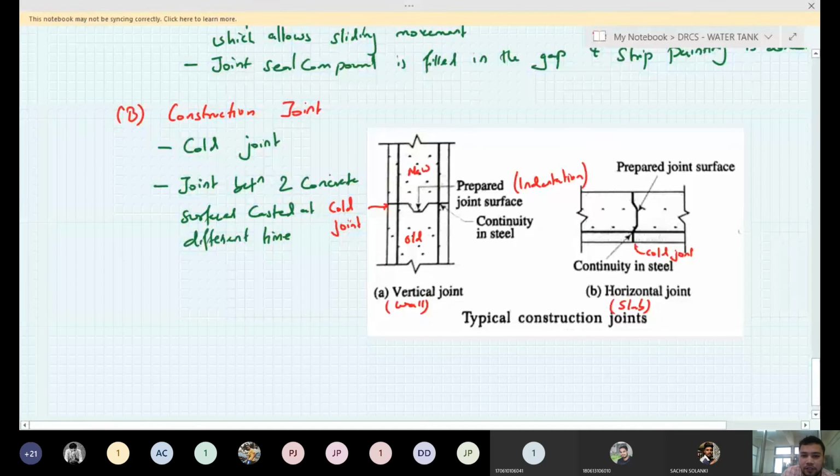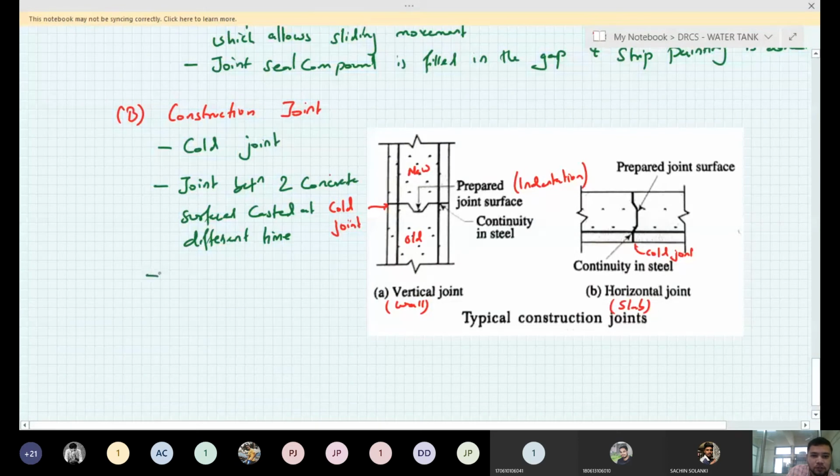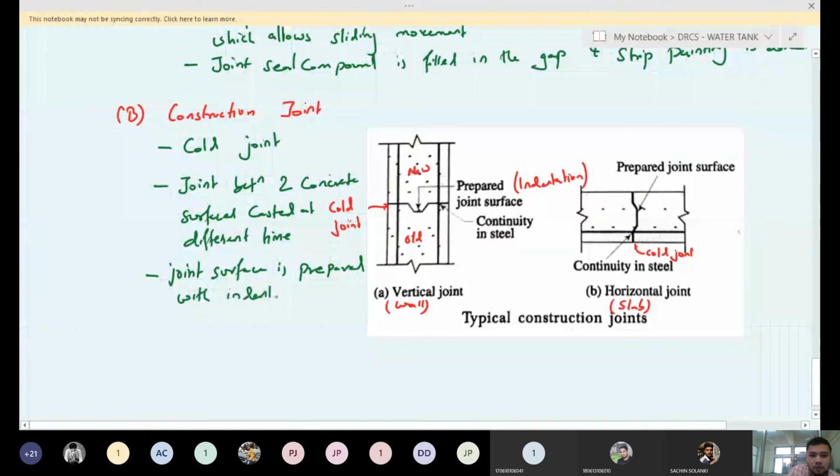So when we cast the concrete surfaces at different times, a cold joint is formed here, and to prevent failure from this, this type of joint surface is prepared. Okay, so the joint surface is prepared with indentations.